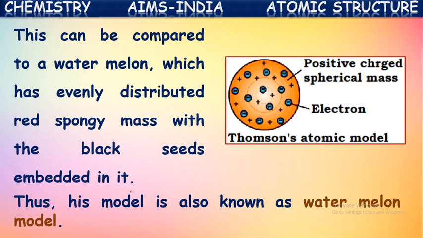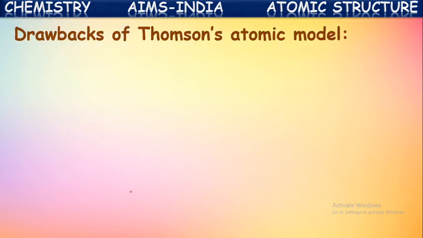The same model or concept can also be compared with other fruits like apple pie or plum pudding. That is why the other names for J.J. Thomson's model are the watermelon model, apple pie model, or plum pudding model. So this was the first atomic model proposed by J.J. Thomson. Even though it was the first atomic model and gave some clarity about the structure of the atom, there are some drawbacks or limitations in this atomic theory. So let us see the drawbacks of Thomson's atomic model.